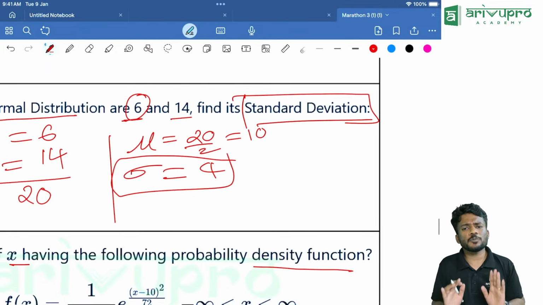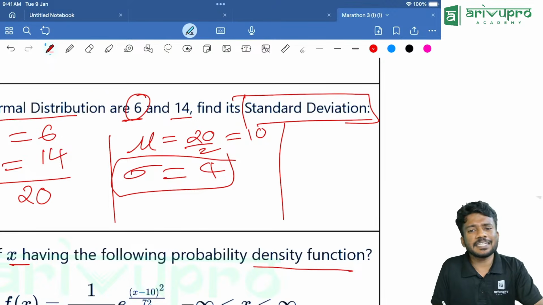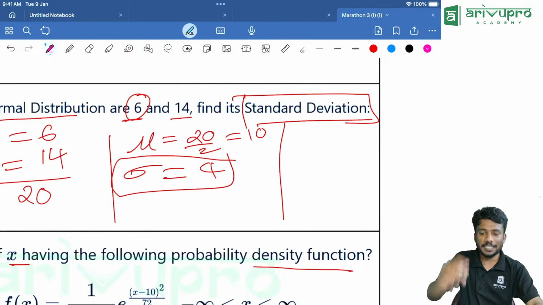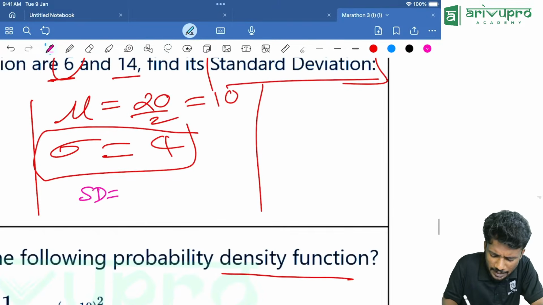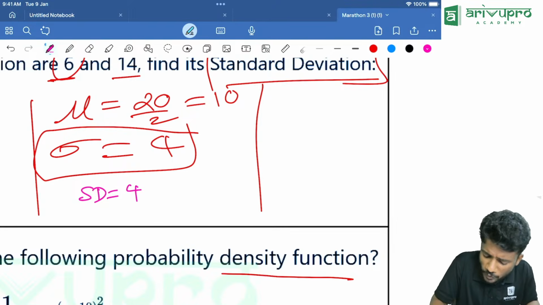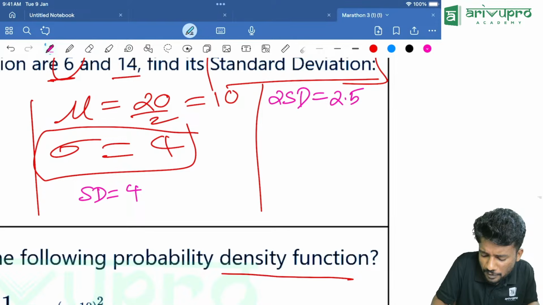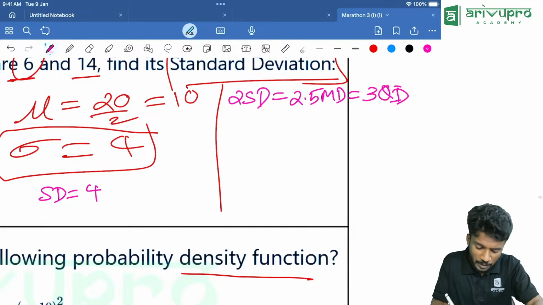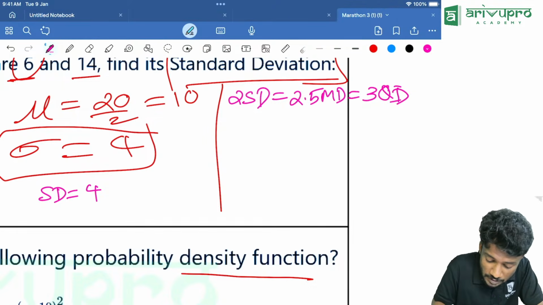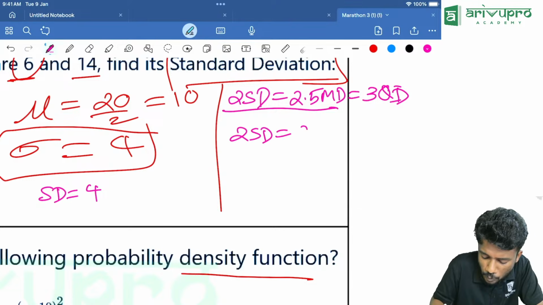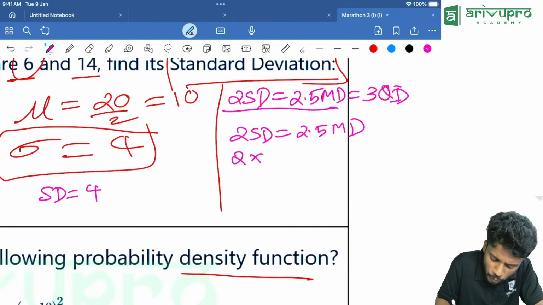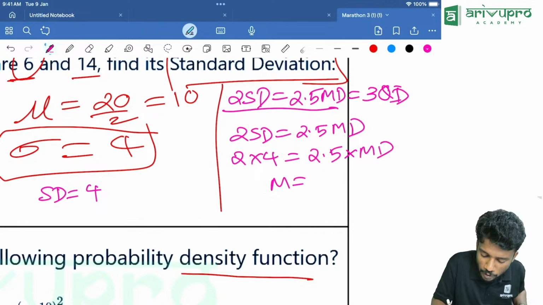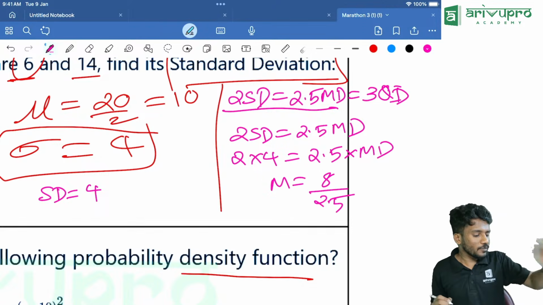Now, for the same question, can you find me the value of mean deviation? Please get me the answer for mean deviation. So sigma is what? That is standard deviation. Standard deviation is how much? 4. Now we know the formula 2SD is equal to 2.5 MD is equal to 3 QD. From that I am asking you to find the value of mean deviation. Just take both of these. That means 2SD is equal to 2.5 MD. So 2 into 4 is equal to 2.5 into MD. From that MD is equal to 8 divided by 2.5. Get me the answer, people.